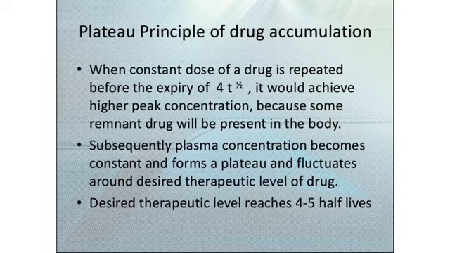For example, every 8 hours, every 12 hours, ganun, no? So, when a constant dose of a drug is repeated before the expiry of 4 1/2 half-lives, it would achieve higher peak concentration because some remnant drug will be present in the body. Subsequently, plasma concentration becomes constant and forms a plateau and fluctuates around the desired therapeutic level of a drug. The desired therapeutic level reaches 4 to 5 half-lives.